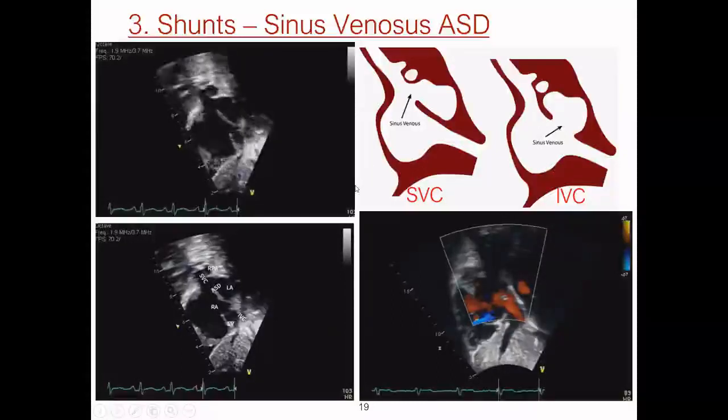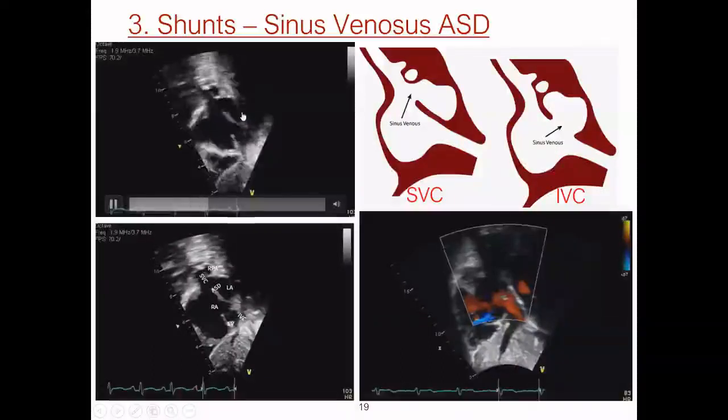So sinus venosus ASD is when there is a defect occurring near the vena cava. You can see here, this is the left atrium, and then this is the SVC and then IVC here. You can see the defect is very close to the SVC side, and then this would be the IVC type of sinus venosus ASD.